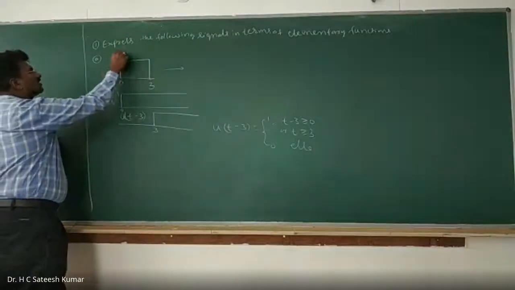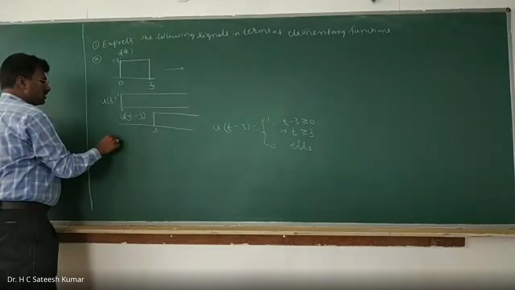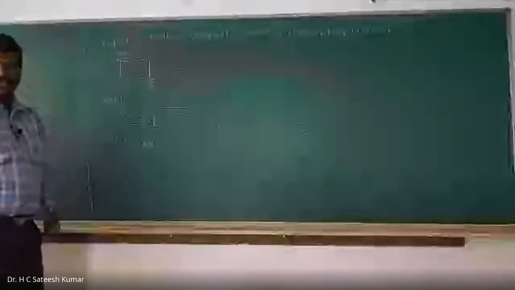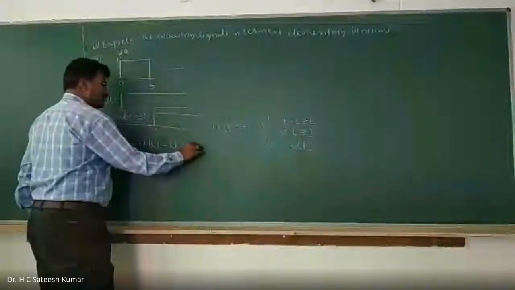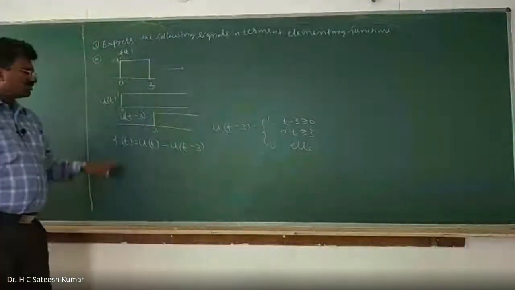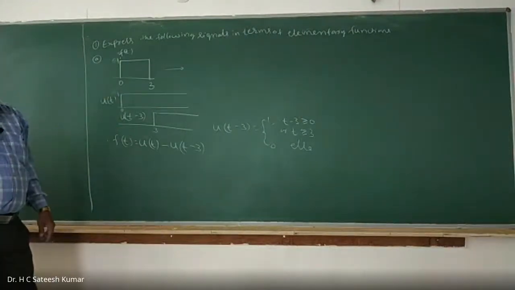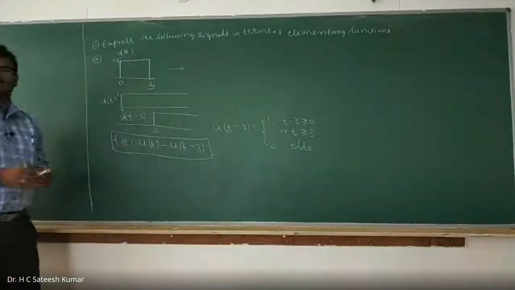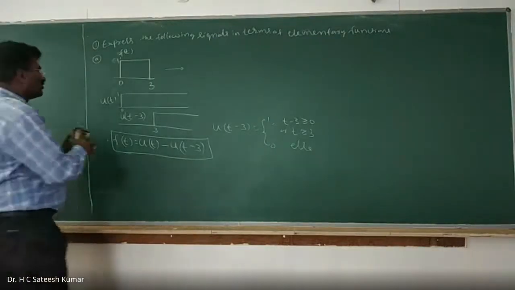This you can call f of t. Therefore, f of t is equal to u of t, which is from 0 to infinity. Out of that, subtract from 3 to infinity, minus u of t minus 3. That's all. This is how we can represent the given function f of t in terms of elementary functions. So u of t, delta of t, ramp function, all these are elementary functions, right? That's all. Now similarly, we can go for one more problem.